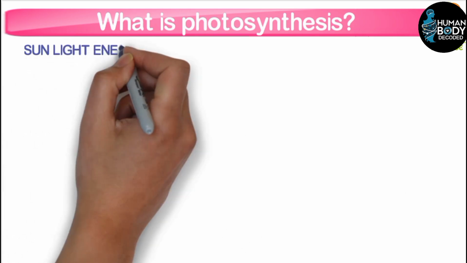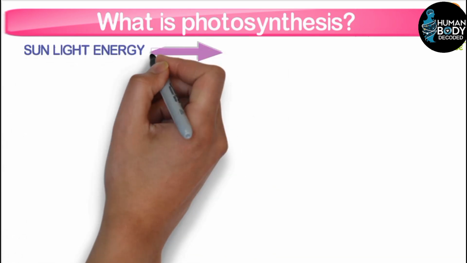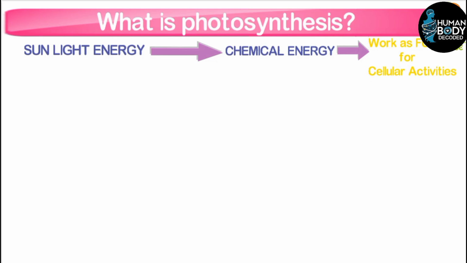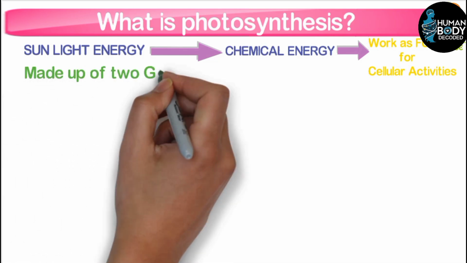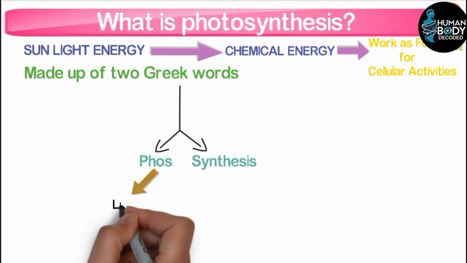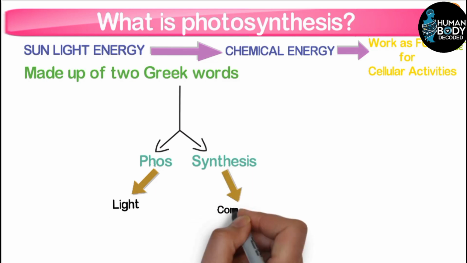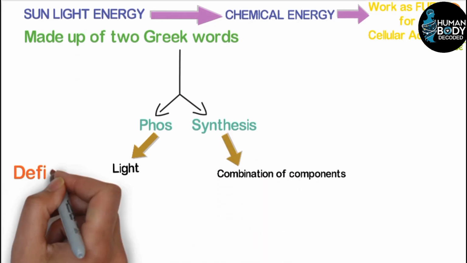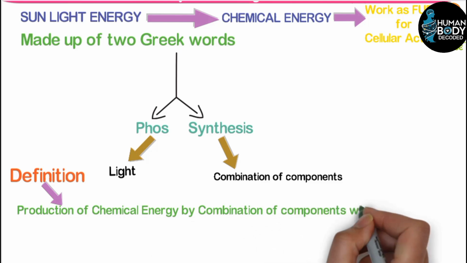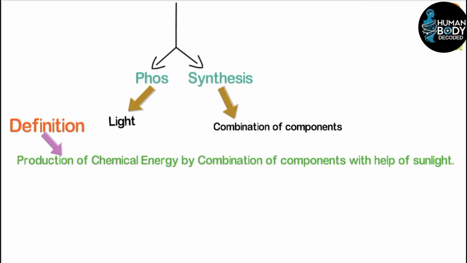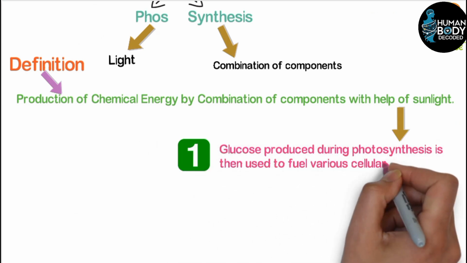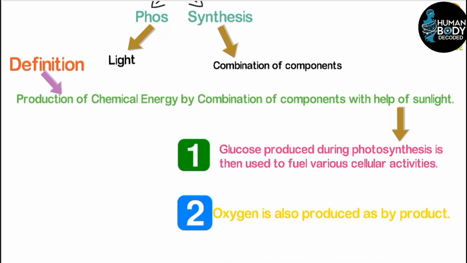Photosynthesis is a process in which plants convert sunlight energy into chemical energy, which acts as a fuel for various cellular activities. The word photosynthesis originates from Greek. Phos means light. Synthesis means combination. So photosynthesis refers to the combination of components using sunlight to produce chemical energy. During photosynthesis, glucose is produced as food for the plant, and oxygen is released as a byproduct.